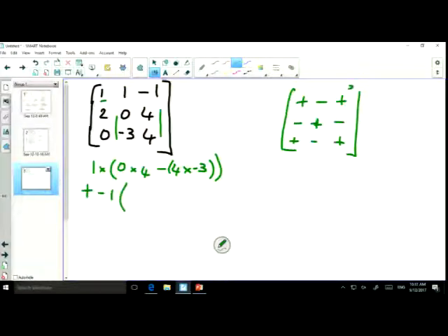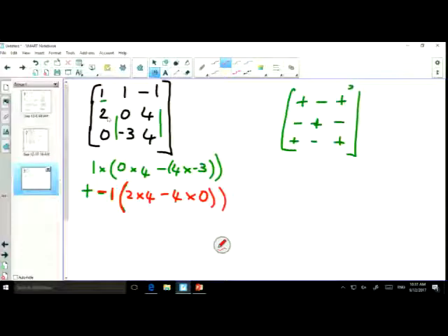And this time, we should have done a different colour. Let's do that in a different colour. So this time we're going to cover up that row and that column. So we're left with 2 times 4 minus, that row, that column, 4 times 0.